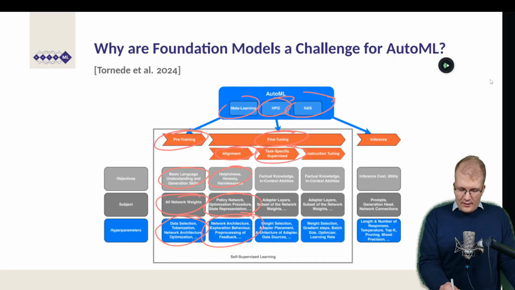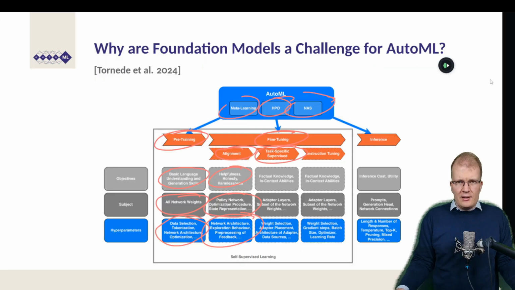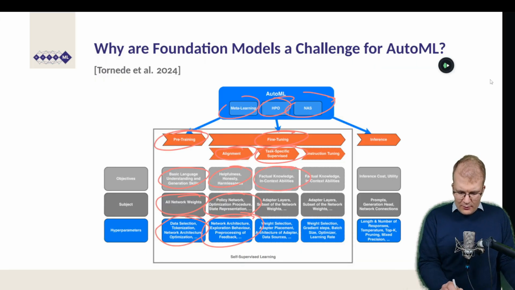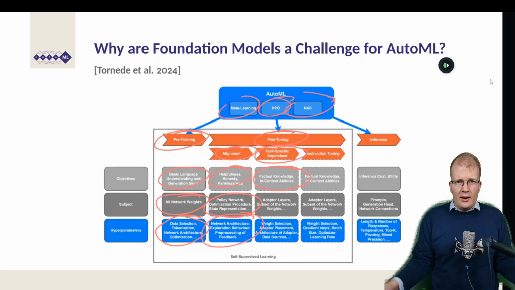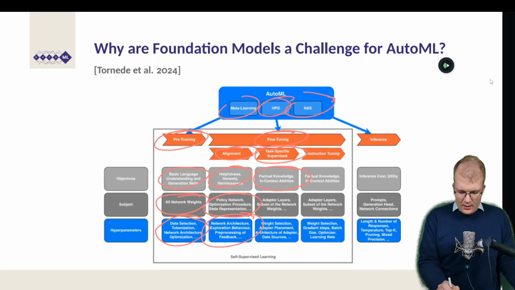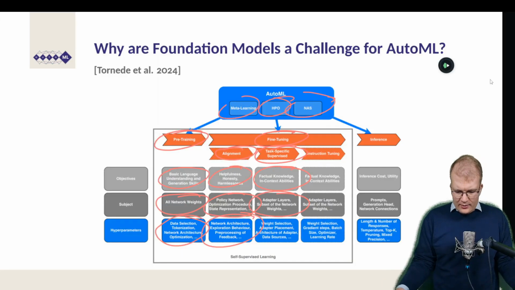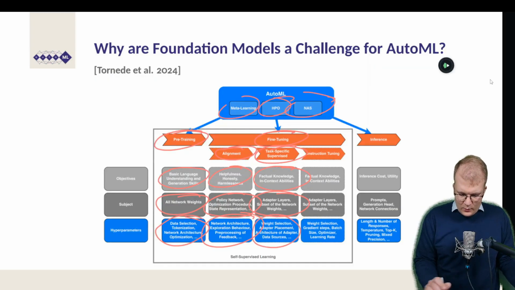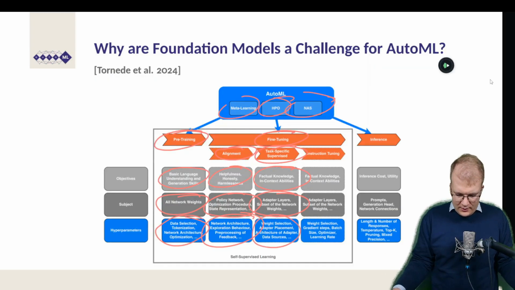If we then, as a next step, maybe do task-specific supervised fine-tuning, maybe we would like to make it more factual or add in-context abilities. Now we're adapting more layers to it, or a subset of these layers. So we have to select weights. We have to adapt the placement and all of these kinds of things.